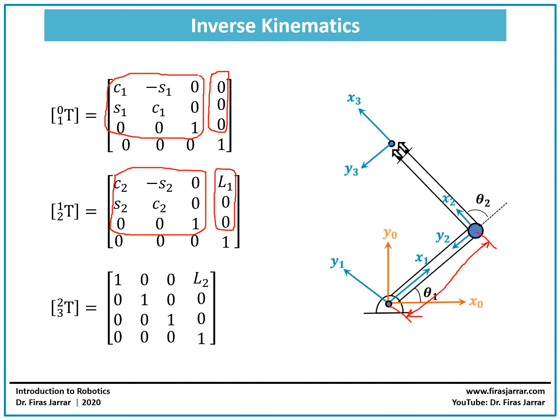And finally, for frame 3 with respect to frame 2, they will always be parallel. This is why the orientation matrix is the identity matrix, and the position of frame 3 with respect to frame 2 is translated along the x2 axis by an amount of L2.